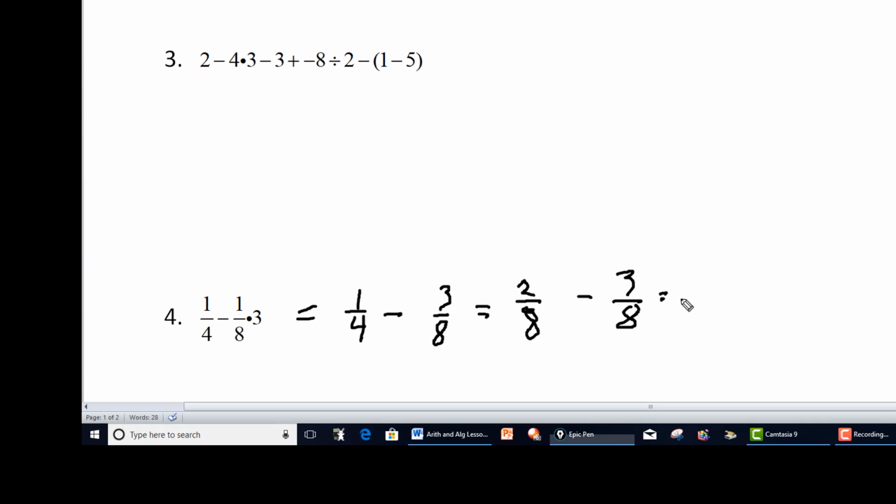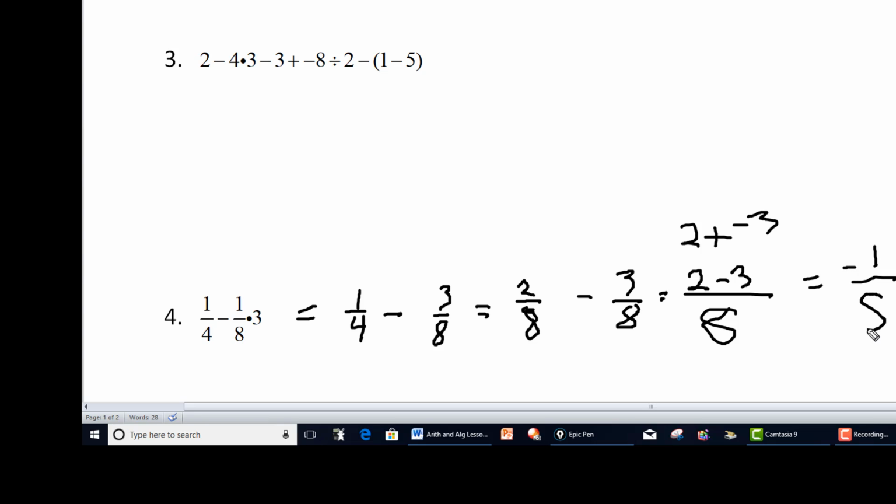Okay, the denominators are now the same. I simply combine the numerator, so this becomes 2 minus 3, which I can write as 2 plus negative 3. So 2 and negative 3 is a negative 1. And that's going to be over 8. And that's in simplified form, so that's all I can do with that.